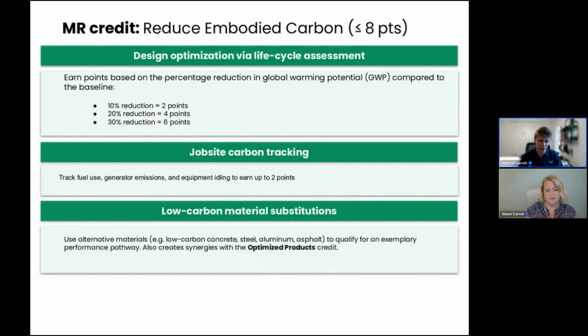And by the way, everything in this presentation is geared towards the building design and construction guidelines. There are similar changes in interior design and the operations and maintenance guidelines, but we're focusing on new building design, new building construction.